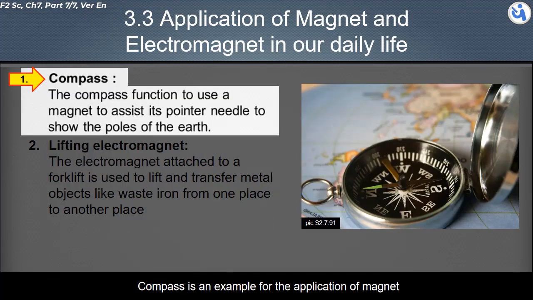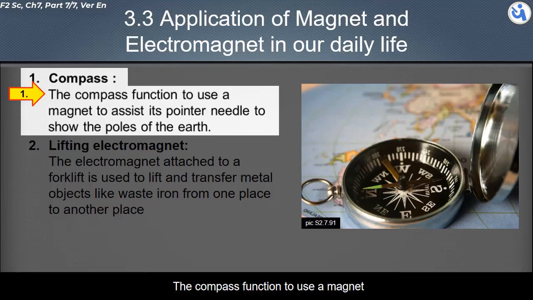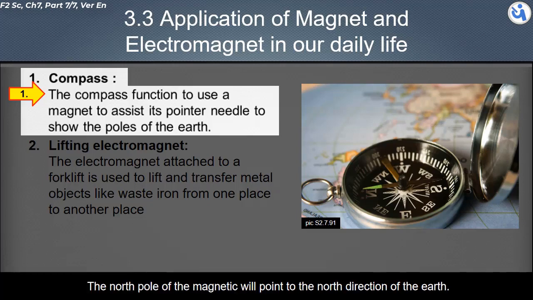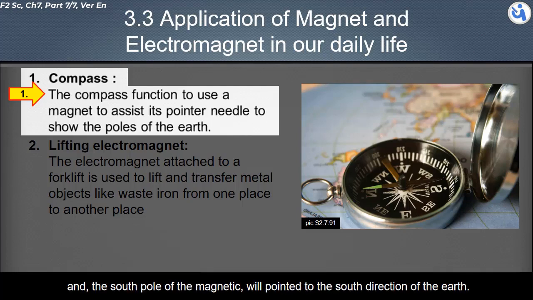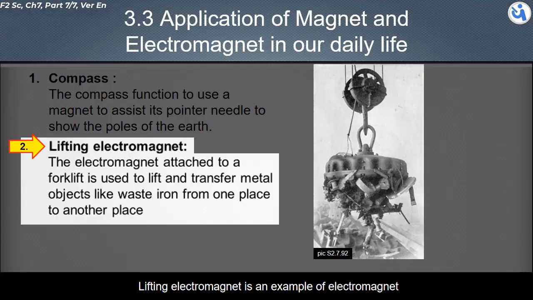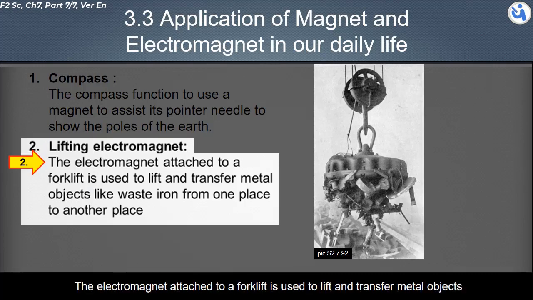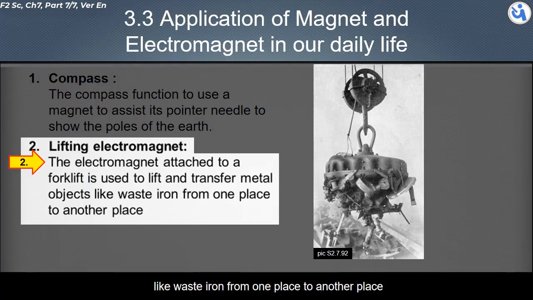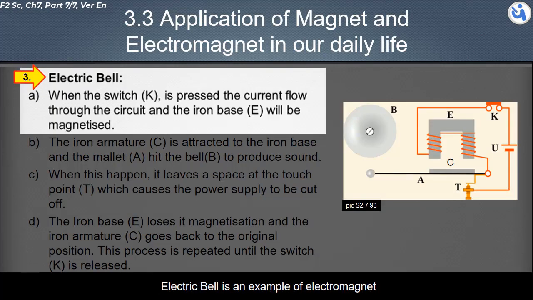Compass is an example for the application of magnet. The compass uses a magnet to assist its pointer needle to show the poles of the earth. The north pole of the magnet will point to the north direction of the earth, and the south pole of the magnet will point to the south direction of the earth. Lifting electromagnet is an example of electromagnet. The electromagnet, attached to a forklift, is used to lift and transfer metal objects, like waste iron, from one place to another place. Electric bell is an example of electromagnet.